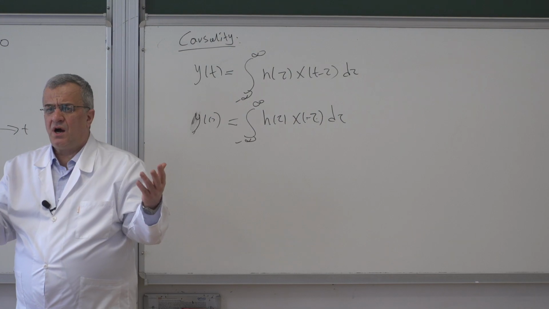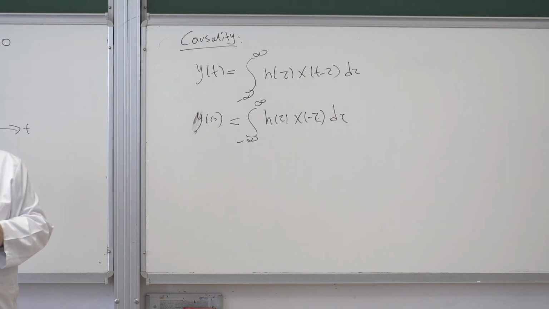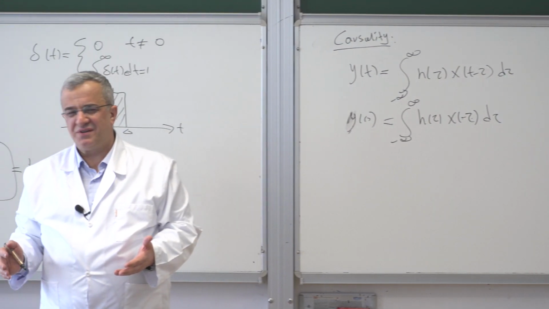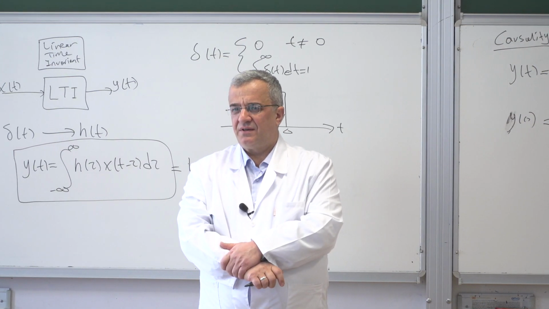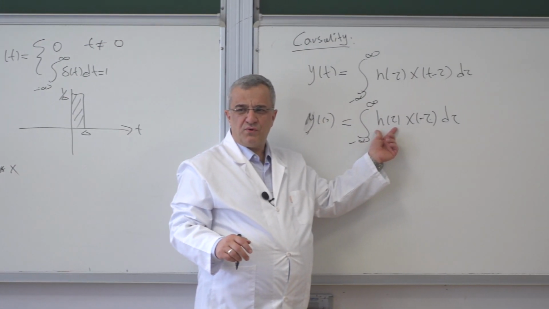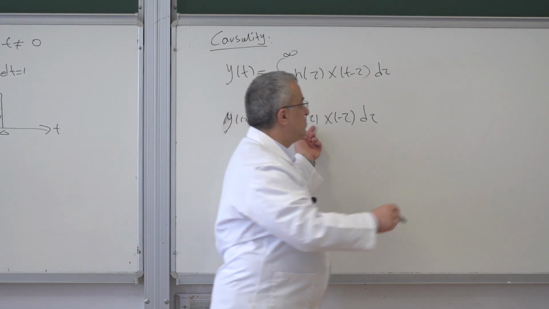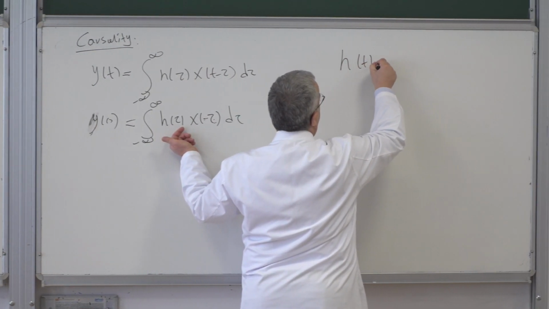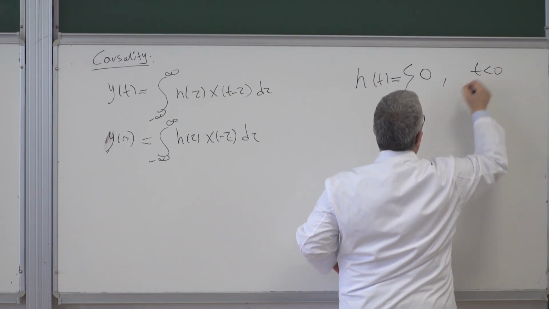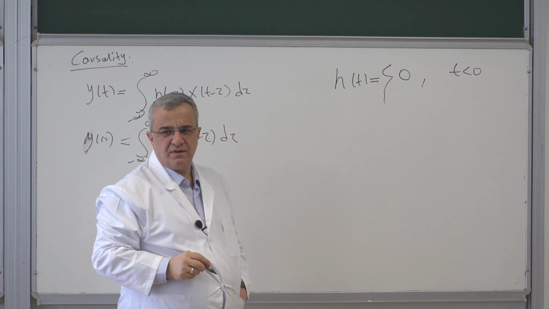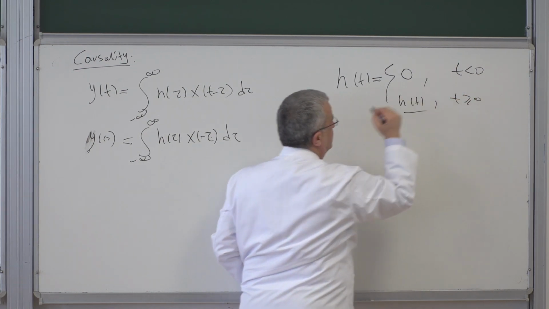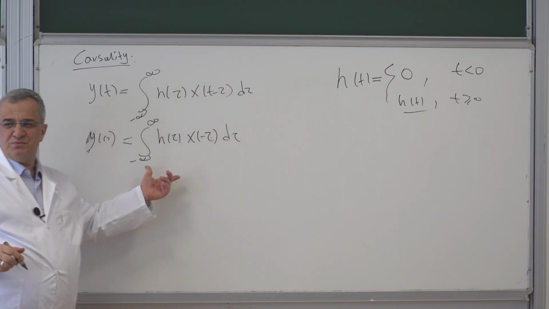So how do we make sure that the system does not require these things? What would be a way to eliminate the need for knowing the future inputs? If h is 0 for negative taus, if h(tau) is like that, h(t) is equal to 0 when t is negative, and it is something otherwise. So what would happen to this integral?